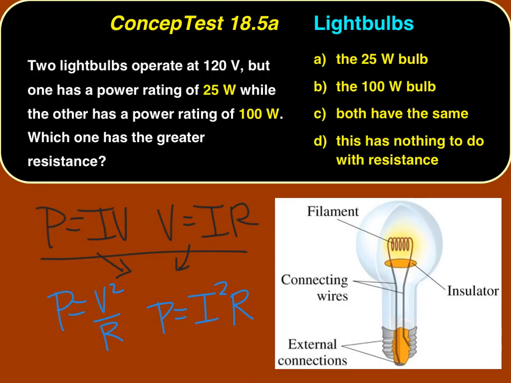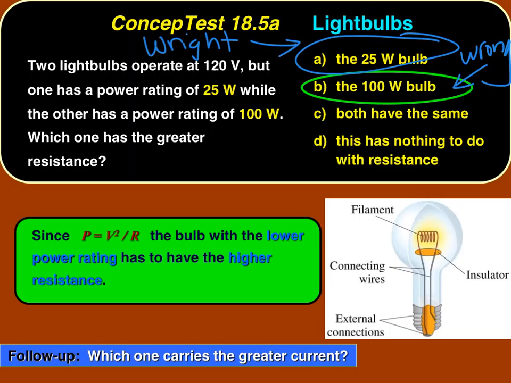So which one has a greater resistance? The greater resistance would be the one that puts out less power because there's less current flowing through it. And I think there's a typo on this one as well. Yeah. So they say it here. The word descriptions are always correct. The bulb with the lower power rating has to have the higher resistance. Lower power rating, higher resistance. So if they're asking which one has greater resistance, then the answer would be this right here. Shame on you.